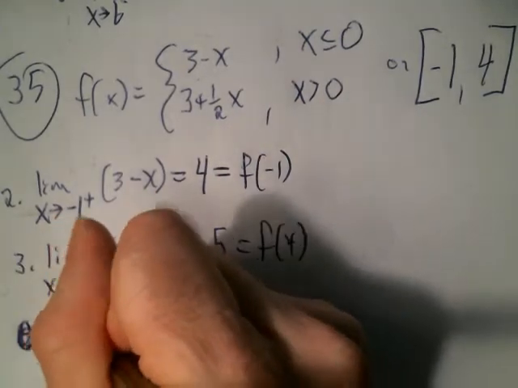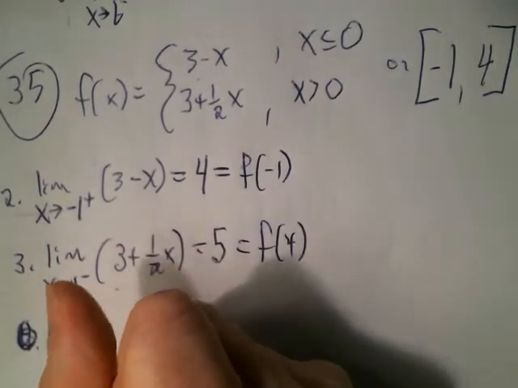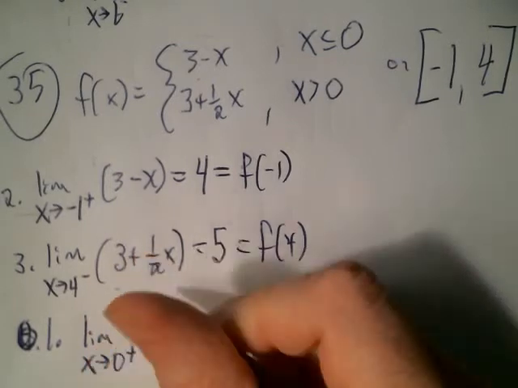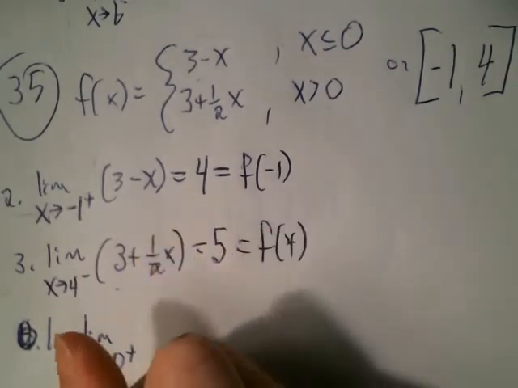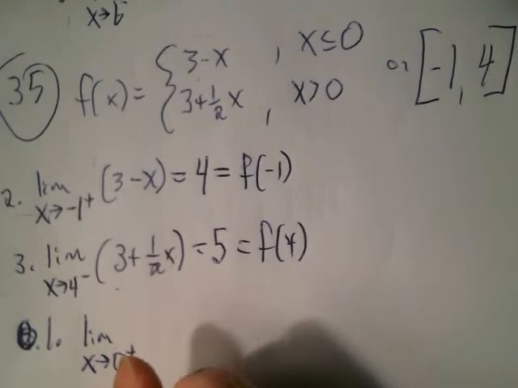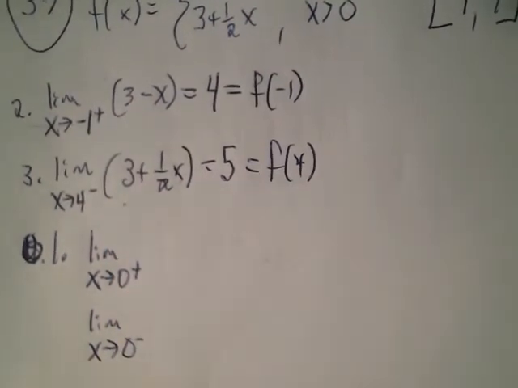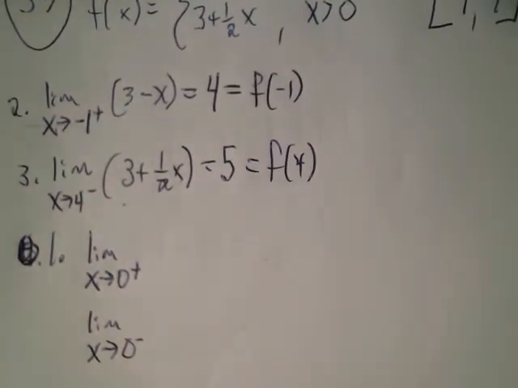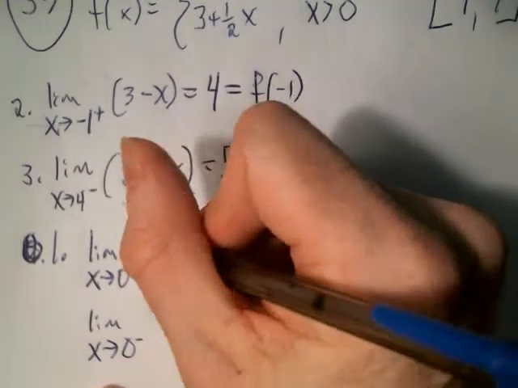So in other words, I need to verify that the limit as x goes to 0 from the right is the same thing as the limit as x goes to 0 from the left. Okay, and if those are the same, then it'll be continuous because I think it's Theorem 2.10. Okay, so let's look at it.